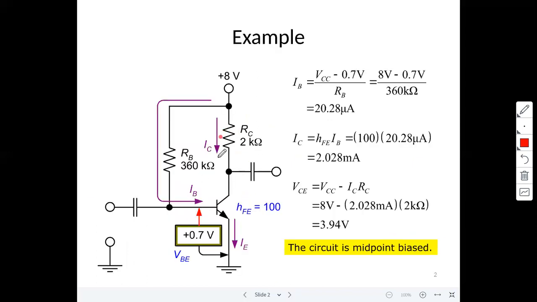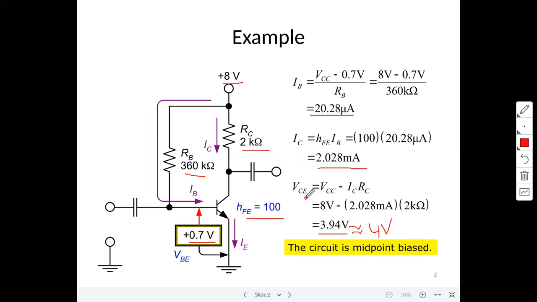And already we considered the problem. Here we consider an example problem. Given RC is equal to 2 kilo ohm, RB is equal to 360 kilo ohm, VCC is equal to 8 volts, HFE is equal to 100, VBE is equal to 0.7. Then according to the equations, IB is equal to 20.28 microamperes, IC 2.02 milliamperes, and VCE 3.94, approximately equal to 4 volts.